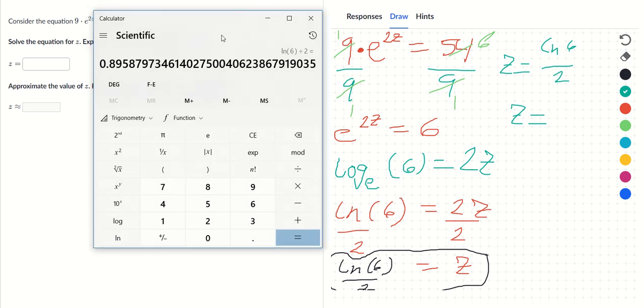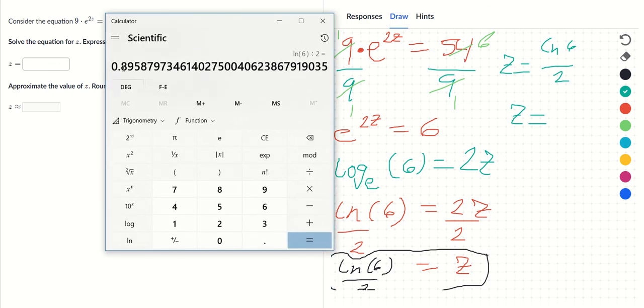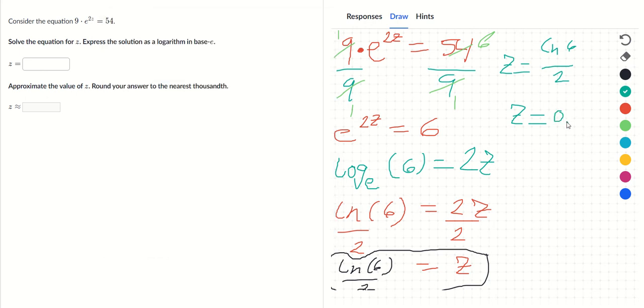So here it tells me, round your answer to the nearest thousandth. Well, in that case, the nearest thousandth would be this. And since 8 is equal or greater than 5, I would have 0.896. And that would be my second answer. This is my first answer, and this is my second answer. And I'm done with this problem.